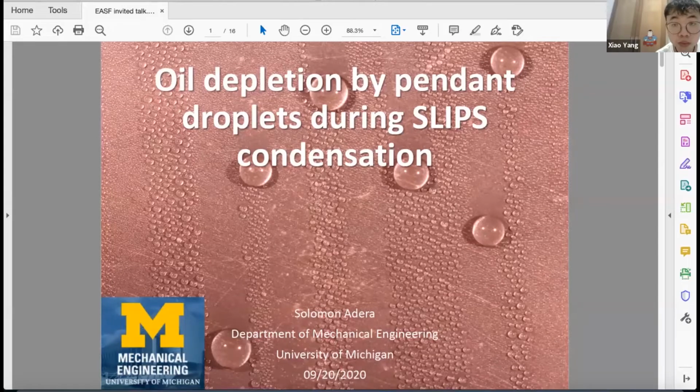What I'm going to talk about today is a recent publication on the rate of oil depletion from lubricated surfaces during SLIPS condensation. I'll explain what SLIPS condensation is.